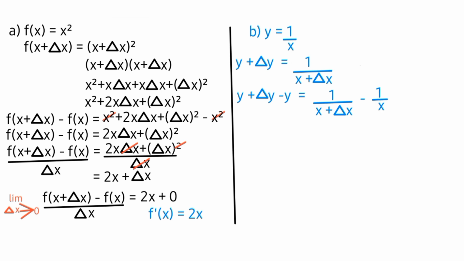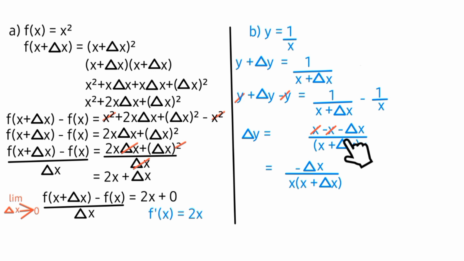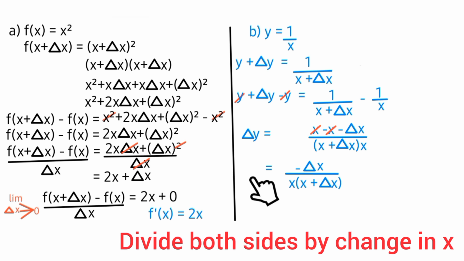So on the left hand side we have y minus y gives 0. So we are left with changing y equal to, we'll do the basic simplification here. The LCM of x plus changing x and x gives this. So x times 1 minus 1 times x gives minus x, minus 1 times changing x gives minus changing x. x minus x is 0. So on the numerator level we are left with minus changing x all over x times x plus changing x. Next is to divide both sides by changing x.